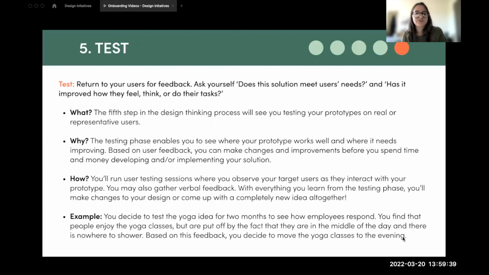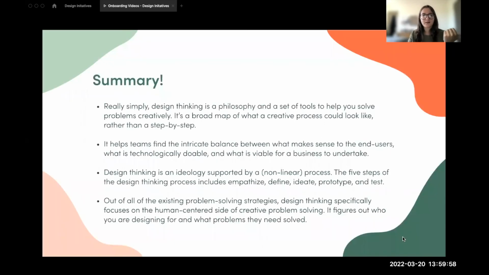So you decide to test the yoga idea for 2 months to see how your employees respond. And you find that people enjoy the yoga classes, but they are put off by the fact that they are in the middle of the day and there's nowhere to shower. So, based on this feedback, you decide to move the yoga classes to the evening. And now you can start the whole design process again to find a solution for showering.